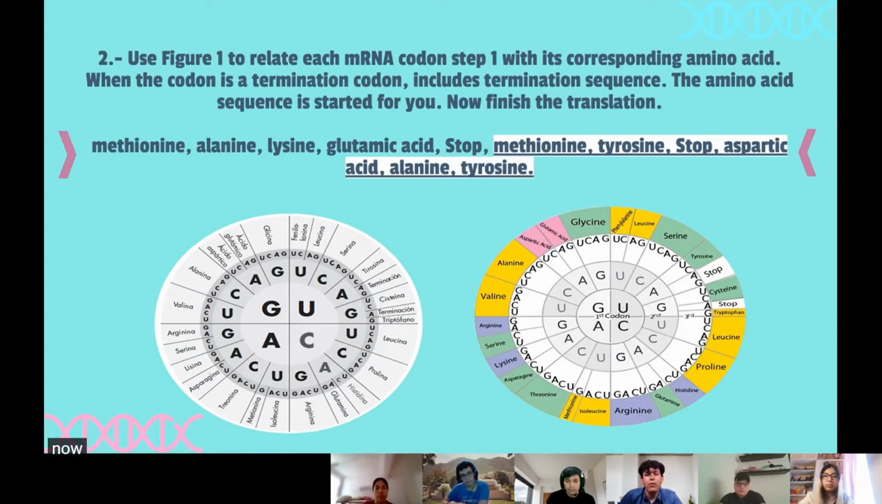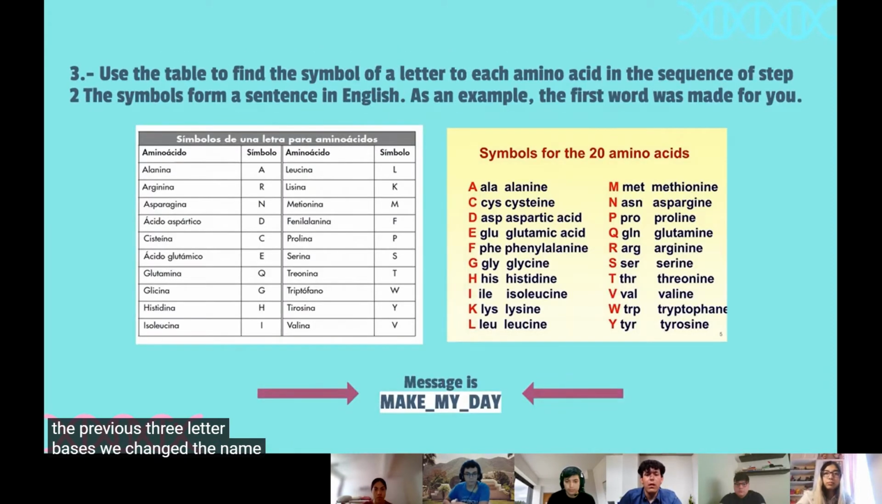Now, from the previous step, using these two charts, we need to find the name of the protein. The chain is already started, and from the previous 3-letter bases, we changed the name. Now, to end this step, we just need to look for the symbols of each of the letters of the proteins. As you can see, the protein chain was not that large, and it made just a little simple code that made my day.